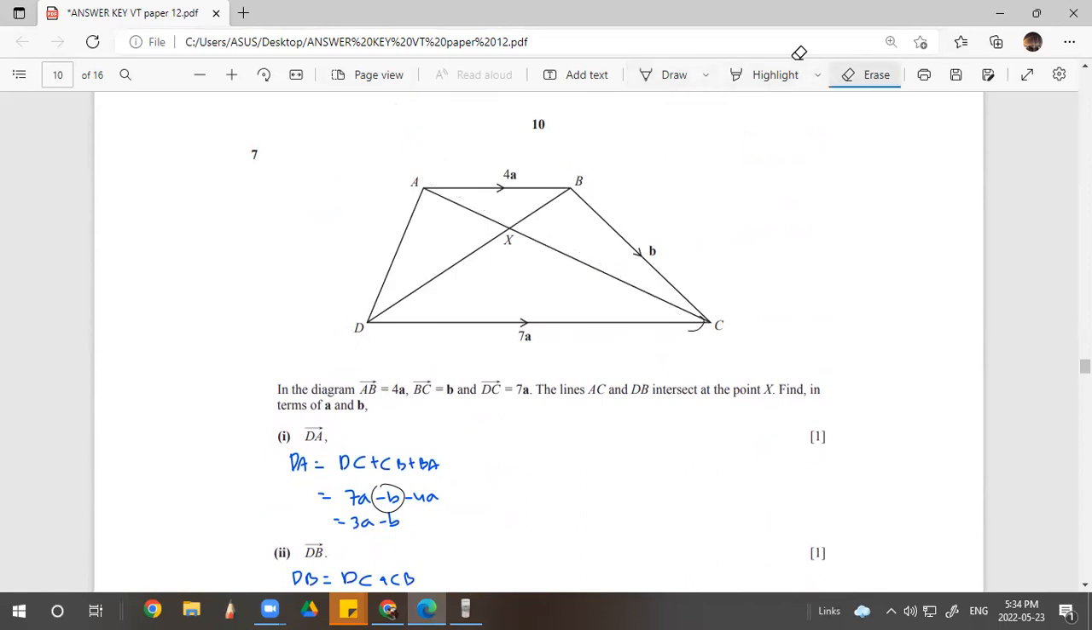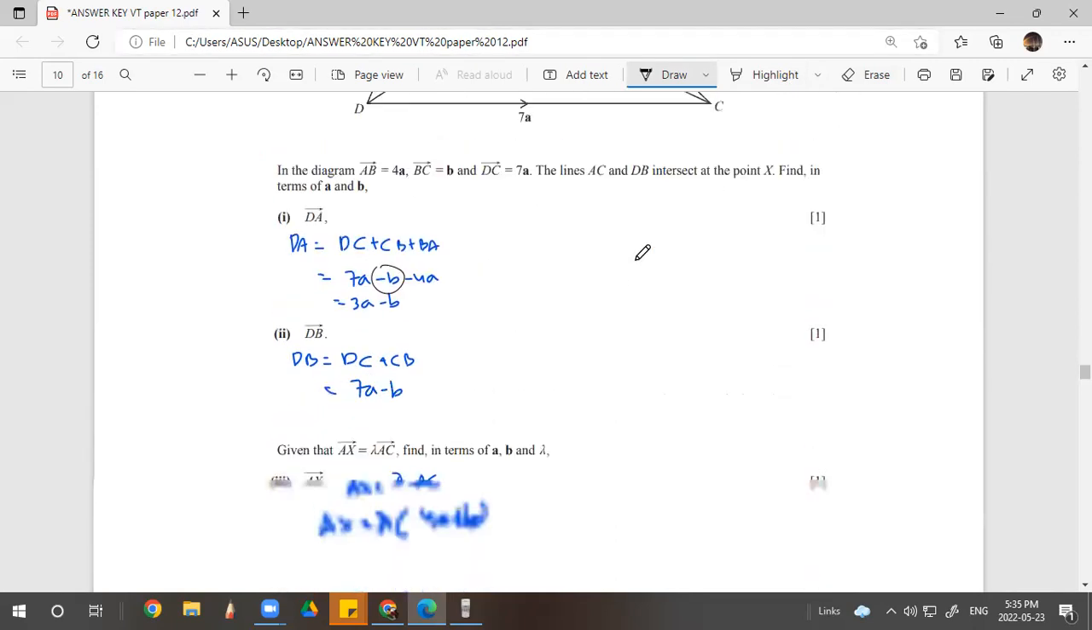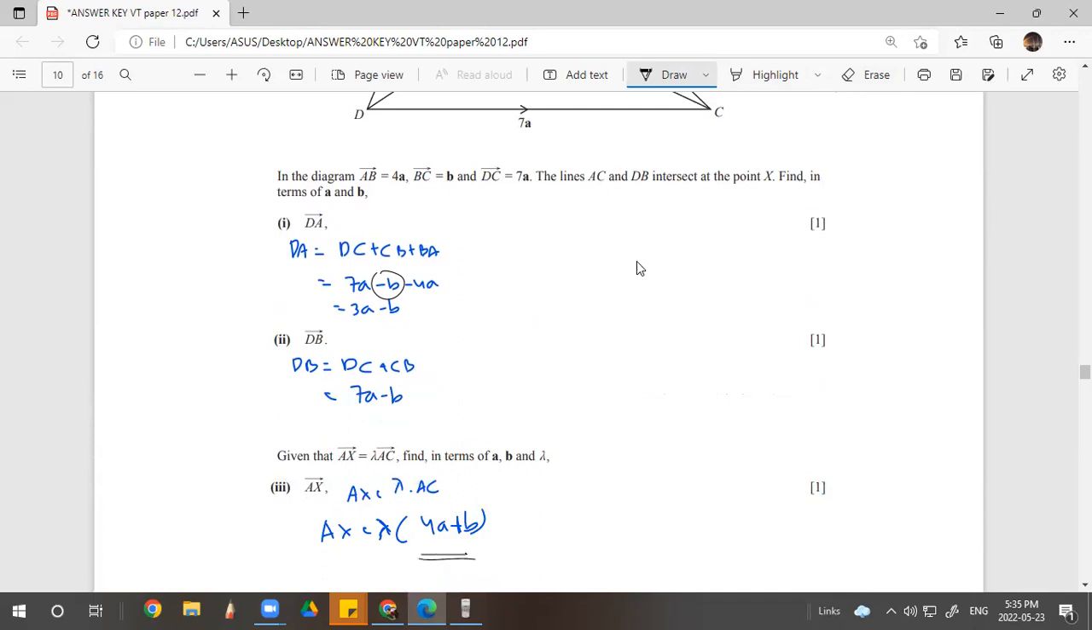So anyway, AC can be written as AB plus BC, right? I forgot to put that in the formula. AB is 4A plus BC is B, so 4A plus B. There you go. So AX in terms of AB and lambda, that's it. That's all you need to know. Equals lambda. You can expand, but I don't think it is needed. Just like that.